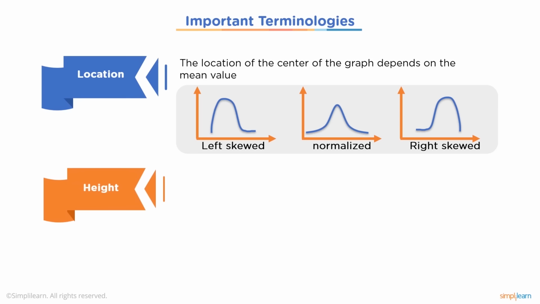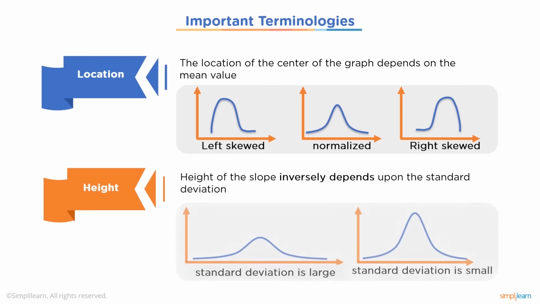And then the height. The height of the slope inversely depends upon the standard deviation. So you can see down here the standard deviation is really large. It kind of squishes it out. And if the standard deviation is small, then most of your data is going to hit right there in the middle. You're going to have a nice peak.